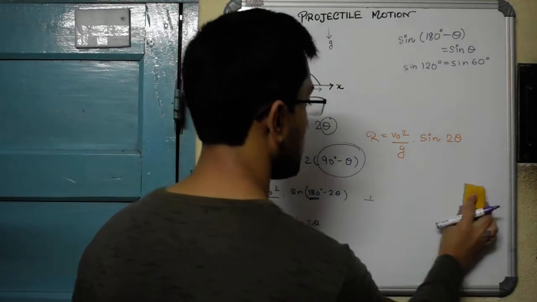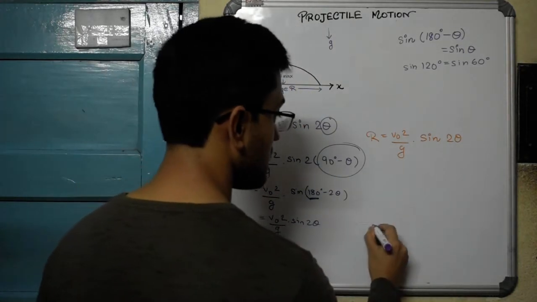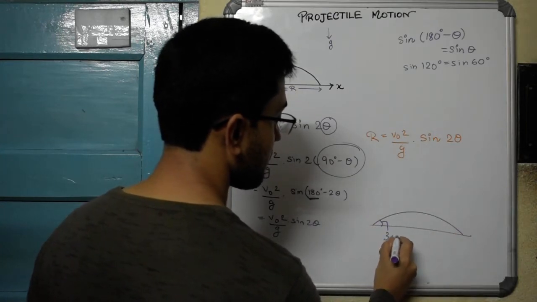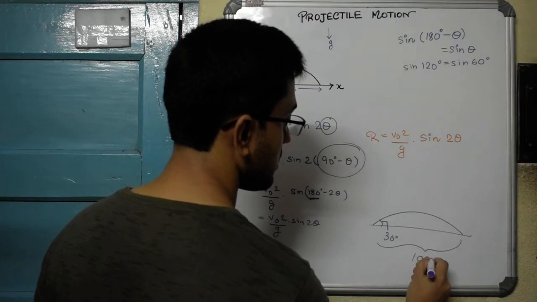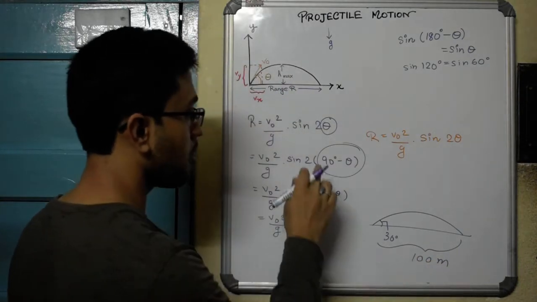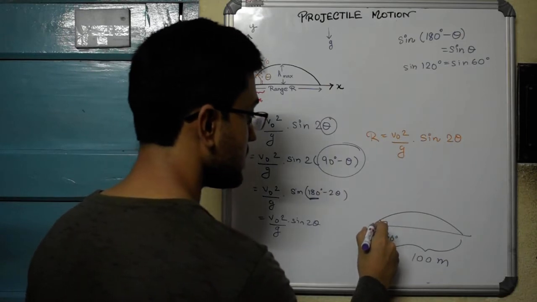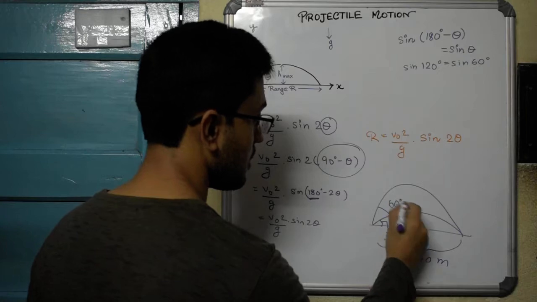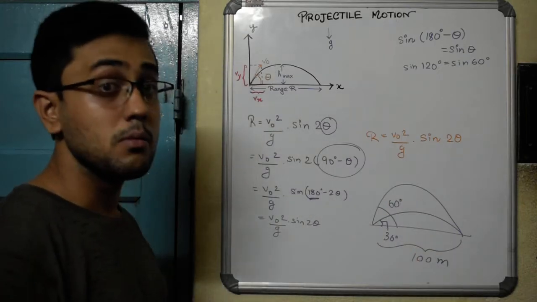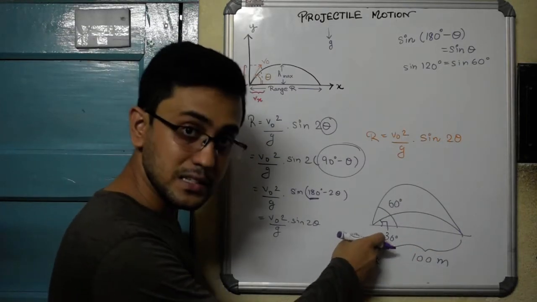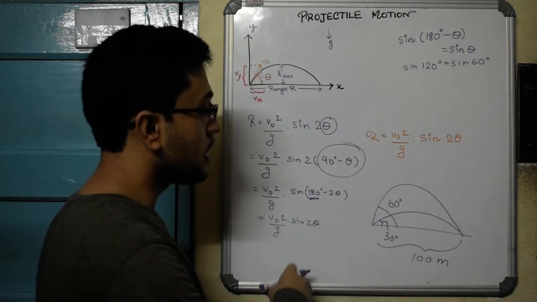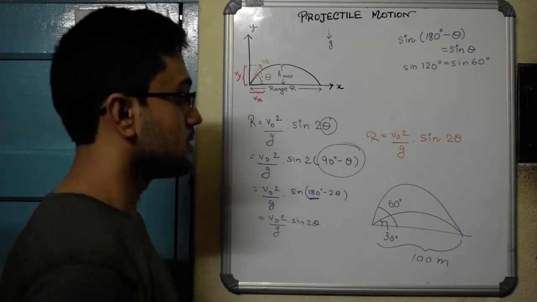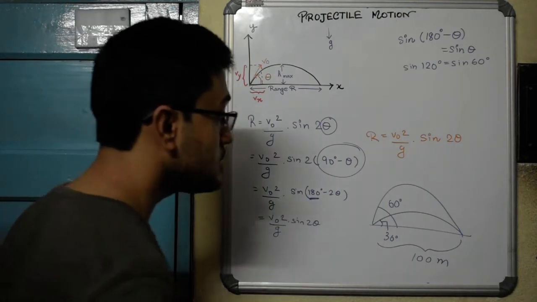So if you have a projectile and suppose initially you launch the projectile at an angle of 30 degrees and say it covers a distance of 100 meters. If now you launch the projectile at 90 minus 30, that is 60 degrees, it will cover the same 100 meters, because sine of 2 theta, that is sine of 60, is the same as sine of 180 minus 2 times 60, that is 180 minus 120, which is again 60. So this is the application of the range of a projectile.